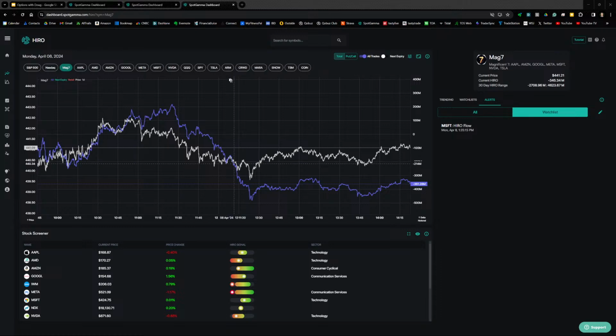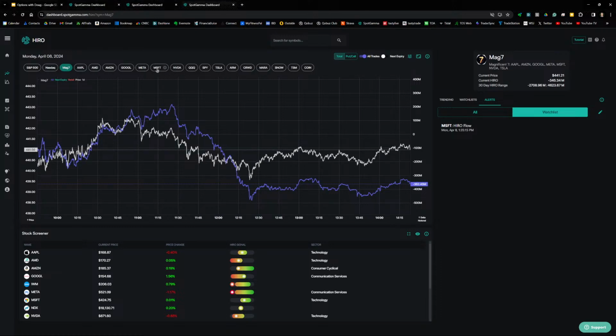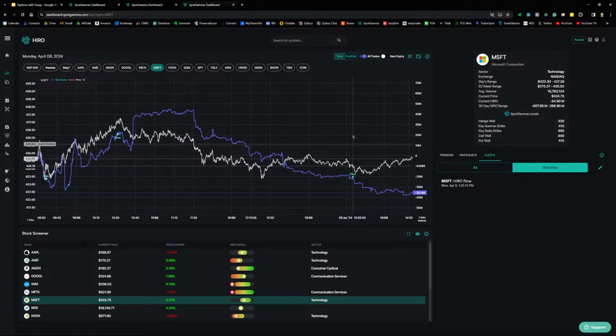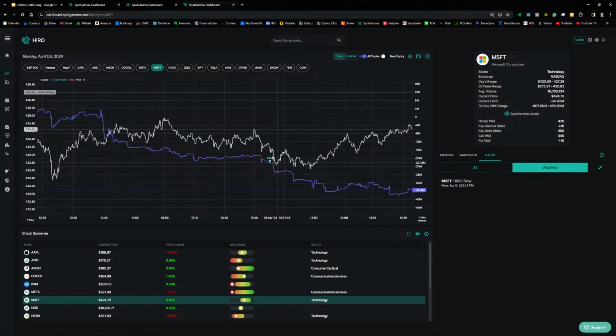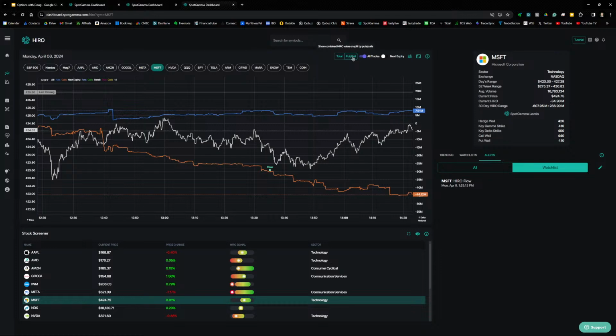All right, let's go back to Microsoft. Watching this divergence. This was the last flow alert. Hero continues to move lower. Let's shift to puts and calls, get a little bit more clarity.